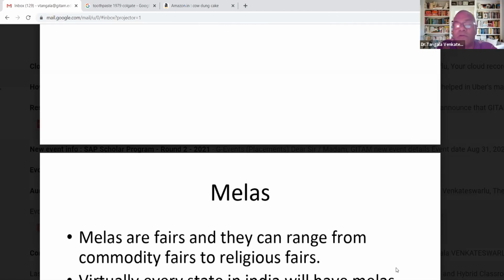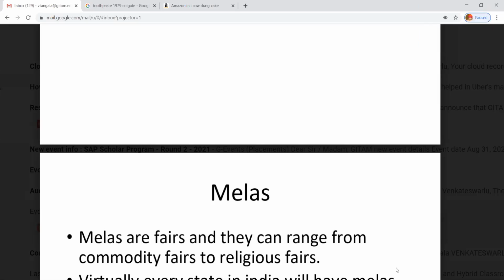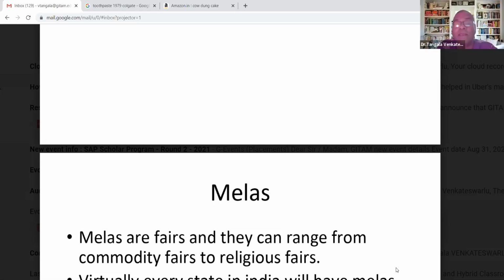Within Visakhapatnam city, you have many melas happening on Beach Road or within city premises. You can see certain fruits during mango season. Even the horticulture department of various governments, for example the Government of AP, organizes a mango mela, wherein farmers display mangoes. They want to create awareness among the public at large about the various variants of mangoes available.